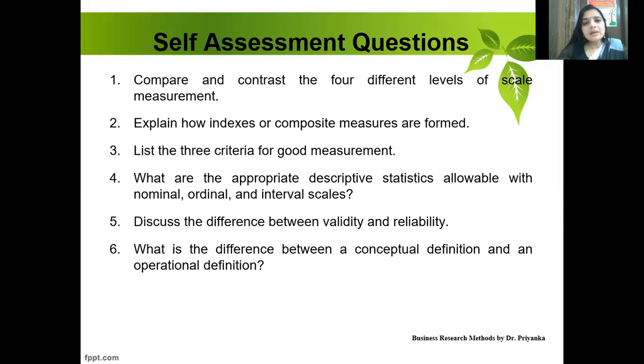Then ordinal scale, ranking scales, allowing things to be arranged based on how much of some concept they possess. They have nominal properties, but they also allow things to be arranged on the basis of how much of some concept they possess. Or you can say you can even compare the products here.